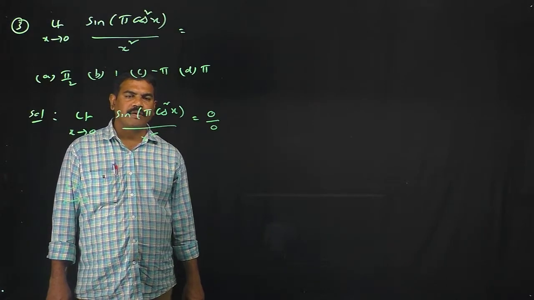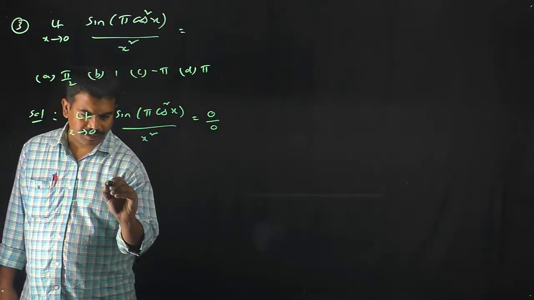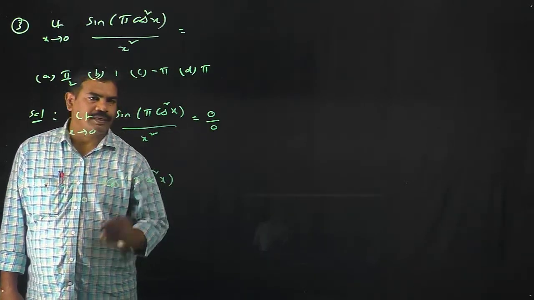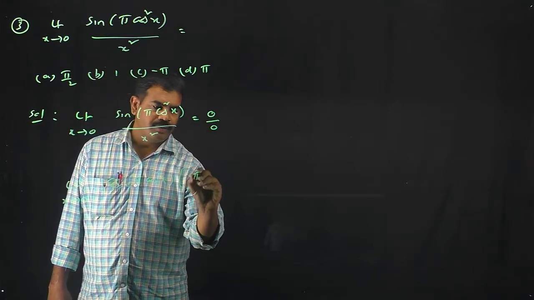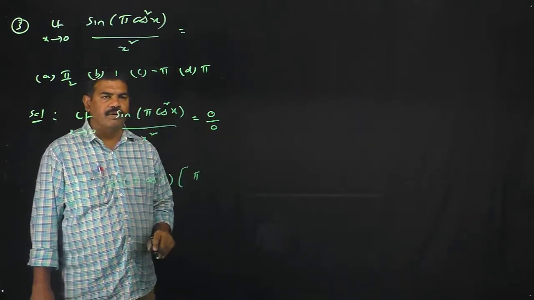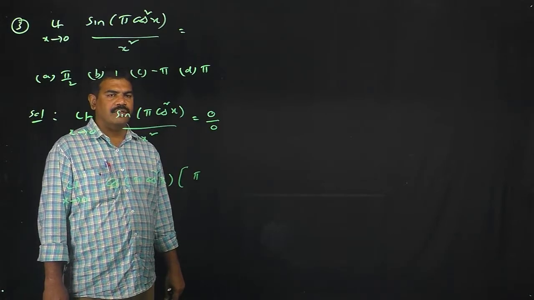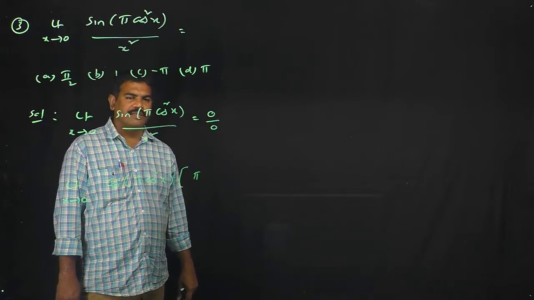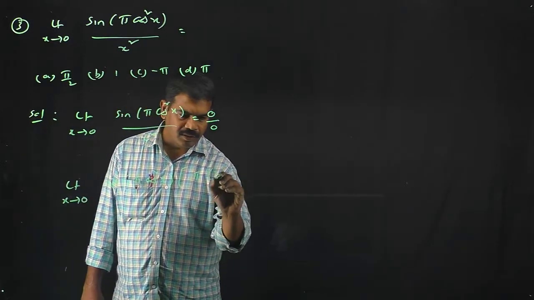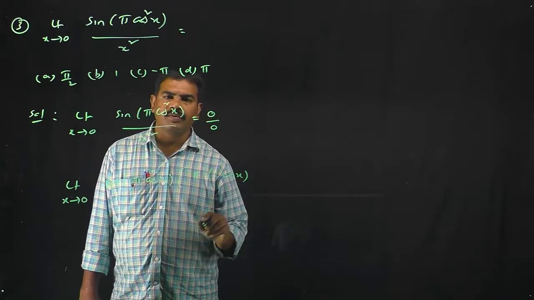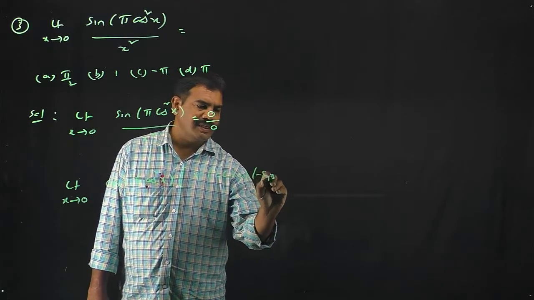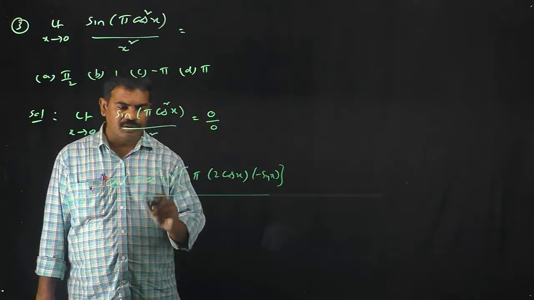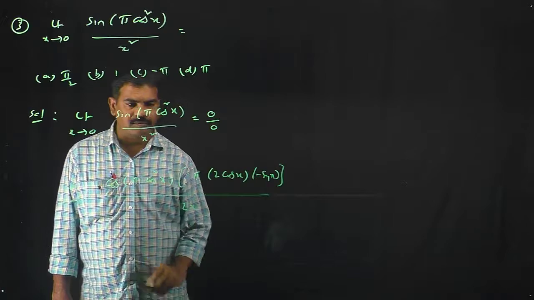Both numerator and denominator are differentiated individually. The numerator is in the form of sin x. We know the derivative of sin x is cos x, so cos of pi cos square x. Again, pi into cos square x is in the form of x power n, here cos x whole square. We know the formula for that, n into x power n minus 1, that is 2 cos x into the derivative of cos x, which is minus sin x. The denominator is x square, and the derivative of x square is 2x.